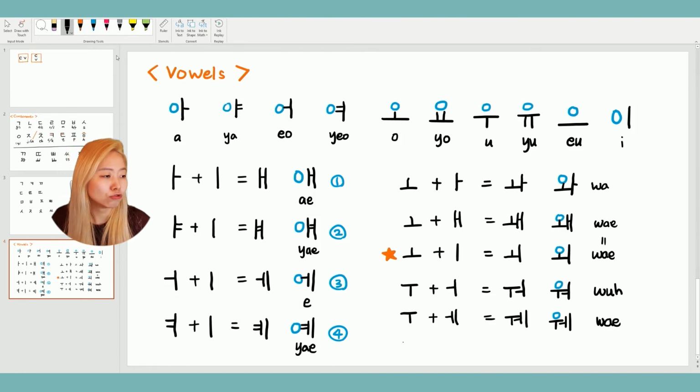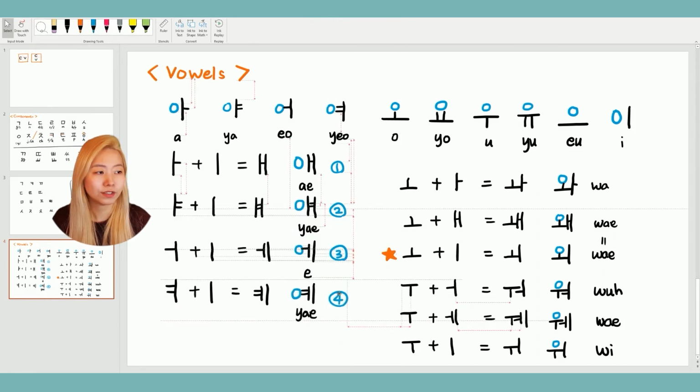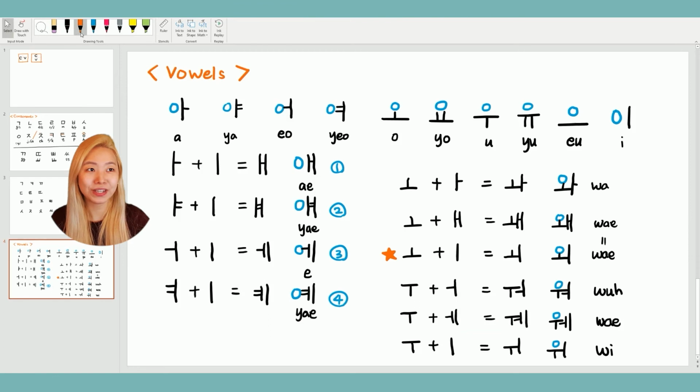Next one. 우 plus 이. With a circle, it looks like this. 아이고. 우 plus 이. That becomes 위. 우 이. 위. So not too bad, this one, right? And then there is one extra, one last one. Let me just put it all up. So last one.